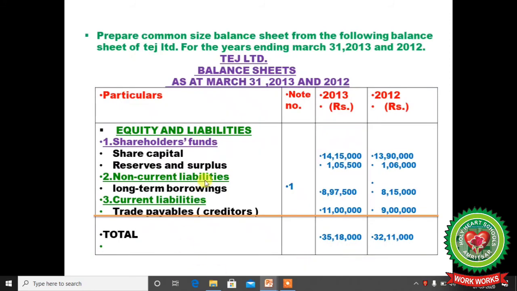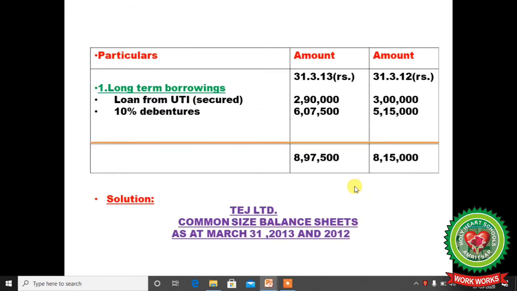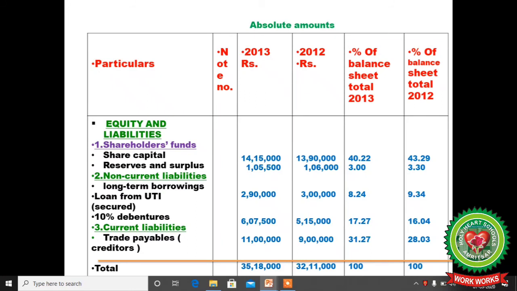Practical problem. Prepare a common size balance sheet from the following. Of one company, Taj Limited, balance sheet 2013 and 2012. Here data is provided to you. So how to find the solution? See the absolute amounts and the percentage of balance sheet total for 2013 and 2012. Here the share capital 14,15,000 multiplied by 100 divided by the total 35,18,000 gives you the percentage 40.22.